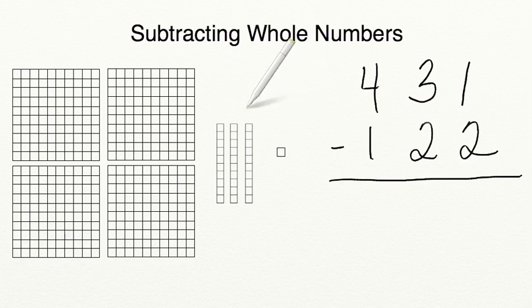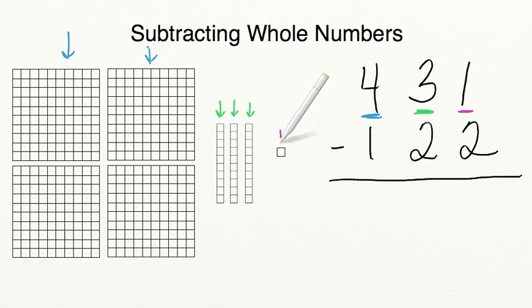We are going to begin today by using our manipulatives on the screen to subtract 122 from 431. Now, as you can see, we have a 4 in our hundreds place, and we have 4 hundreds blocks to represent 400. We have a 3 in our tens place, and we have 3 tens blocks to represent 3 tens, or a value of 30. And lastly, we have 1 in the ones place, and we have 1 block to represent a value of 1. So let's go ahead and start working through this problem together.